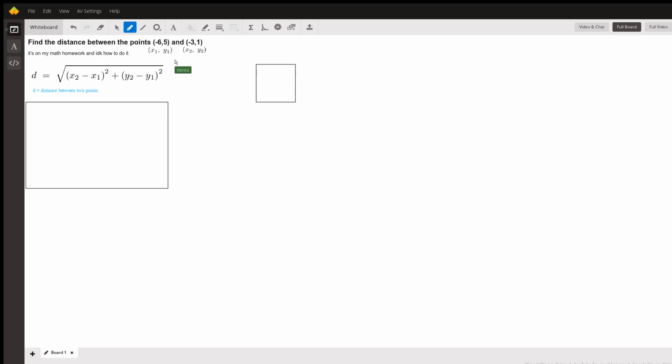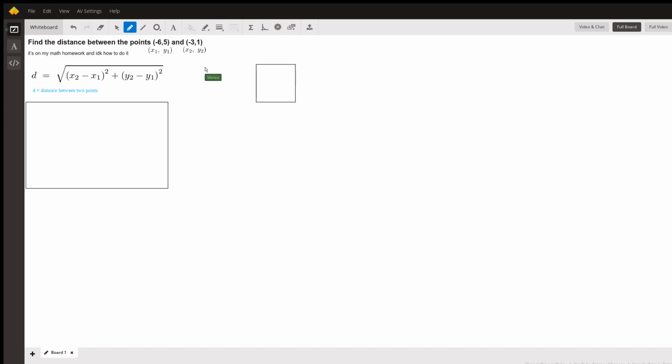So for these problems, it's really important that you assign one coordinate pair to be x1, y1, and the other one to be x2, y2. Now it doesn't matter which one is which, but the important thing is that you have to be consistent with your usage. So we can't say that -6 is going to be our x1, but 5 is going to be our y2. They're a pair, they stick together.